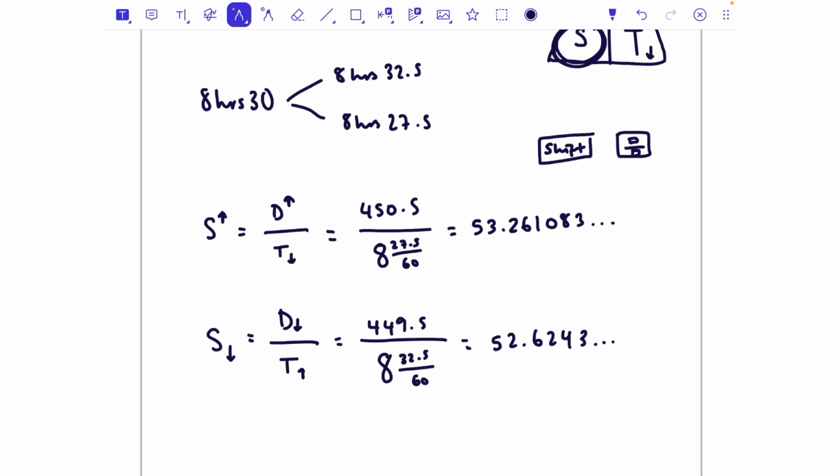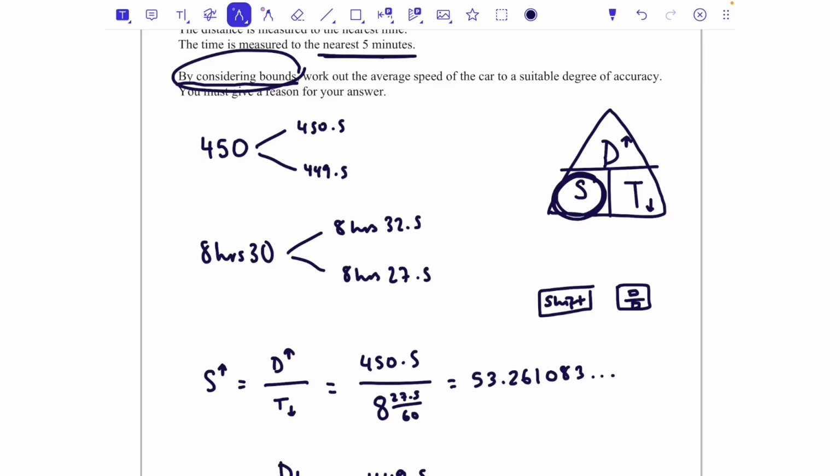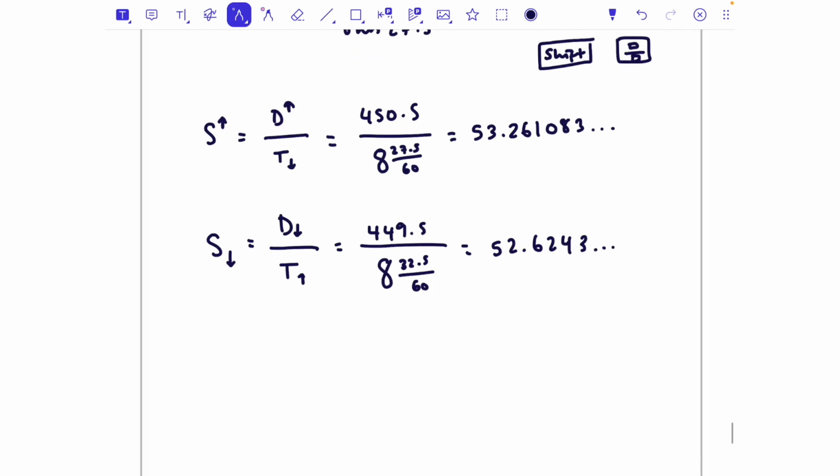Now, a lot of students at that point think, well, I'll add them together and divide by 2. That would be sensible. Yeah, it would be sensible, but that's not how we do bounds. So when we are comparing, and this is specifically for when it says by considering bounds, we are going to see how many significant figures they agree to. So if we were to round both of these values to one significant figure, they would both be 50. If I was to round them both to two significant figures, they would both round to 53. 3 significant figures, and they would be different.